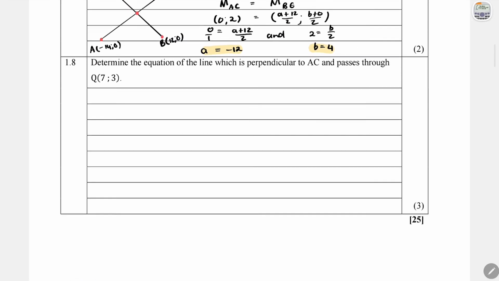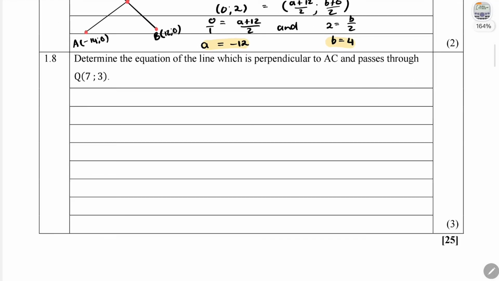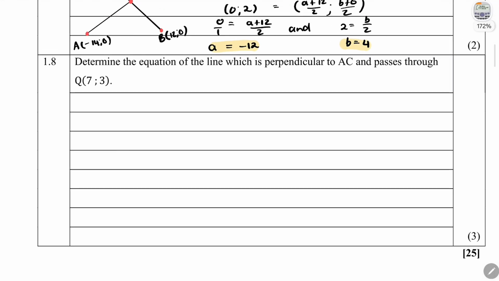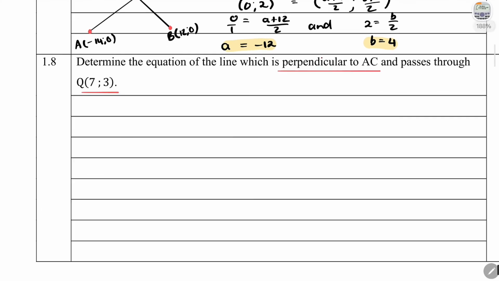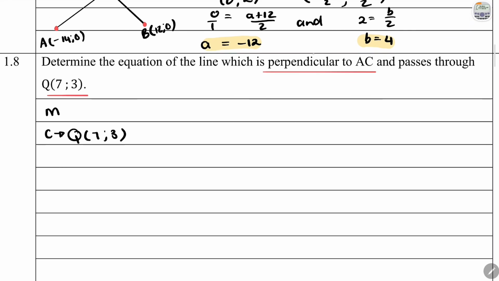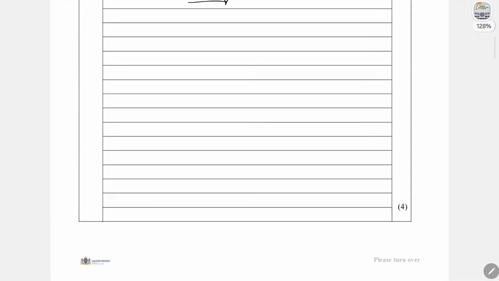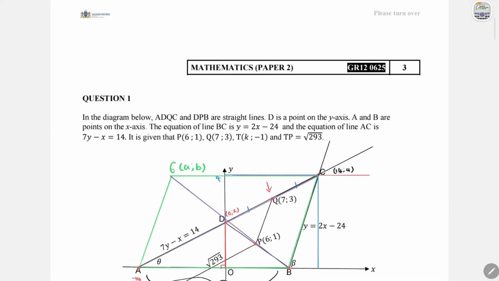Moving on to the last question for question 1.8. Okay, question 1.8 says, determine the equation of the line which is perpendicular to AC and passes through this point. Okay, so to find the equation of this line, we simply need a gradient and then the value of C. We can find the value of C by using this point that we have, Q, 7 and 3. And to find the gradient, they told us that it is perpendicular to AC. So what was the gradient of AC that we had?